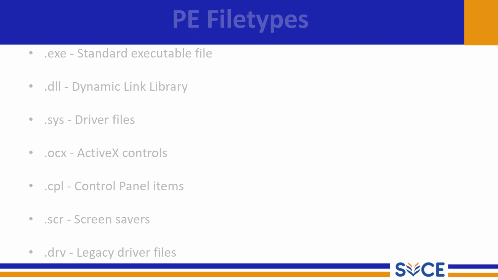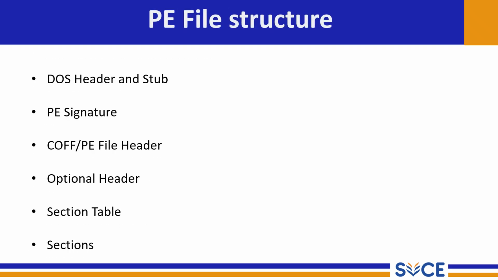So this is a PE file structure. As we have discussed, it contains the DOS header and stub, the PE signature, and the COFF header. CFF Explorer is a popular tool for analyzing the PE file headers as well as the sections. Then the optional header is also there, and the section table as well as the sections.